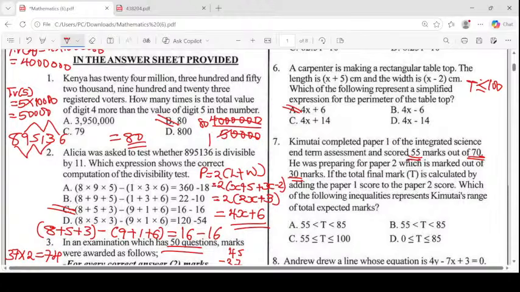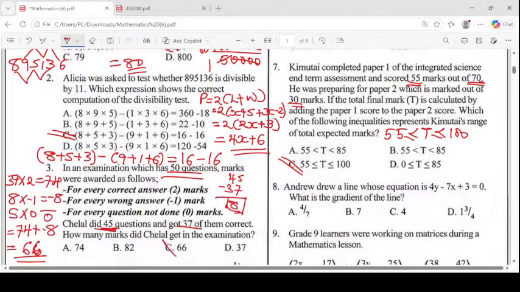So if this person has scored 55, it means this T should be greater than or equal to 55. If he scores a 0 in paper 2, he will be having 55. If he scores something more than that, then he will exceed 55. So the range of T will be now 55 is less than or equal to T, which is less than or equal to 100. That is the correct inequality. Looking at the choices, we have choice C for cat.